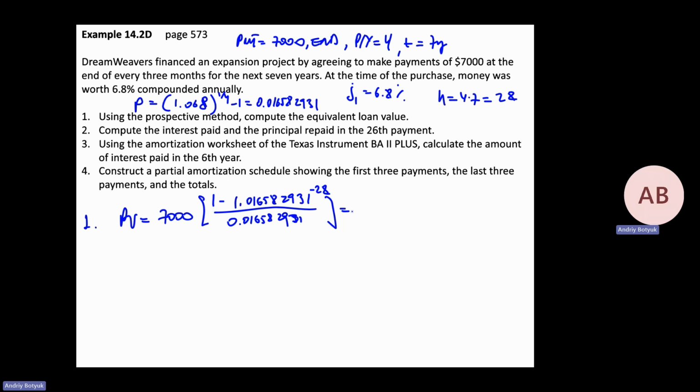Okay, let's find it. 155,779.83. Alternatively, we can program the calculator to calculate what? Present value, correct? So N is 28 and IY is 6.8, payment 7,000. Compute present value, and that's exactly the same number.